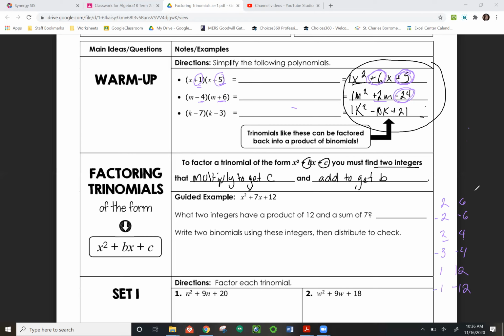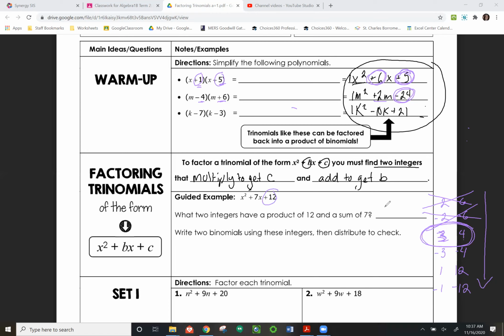Well, 2 plus 6 is 8, so that's not it. -2 plus -6 is -8, so that's not it. 3 plus 4 is 7. So these are my 2 integers. And we don't even need to check any more of them. I know that those will be the only 2 integers that satisfy both of those things. So writing a list of all the numbers that multiply together to give you your last term will help. It's not necessary, but writing them down can help.